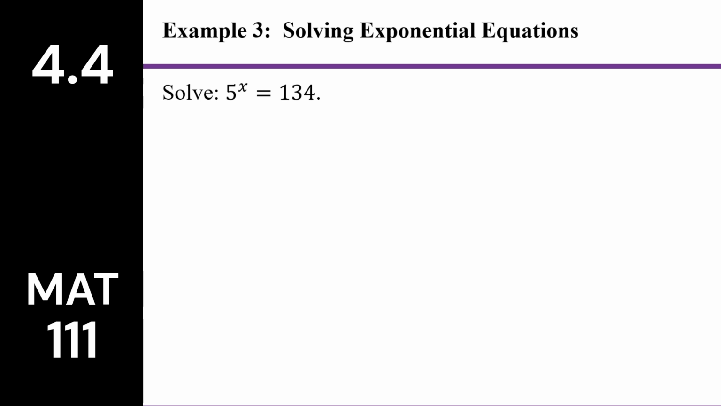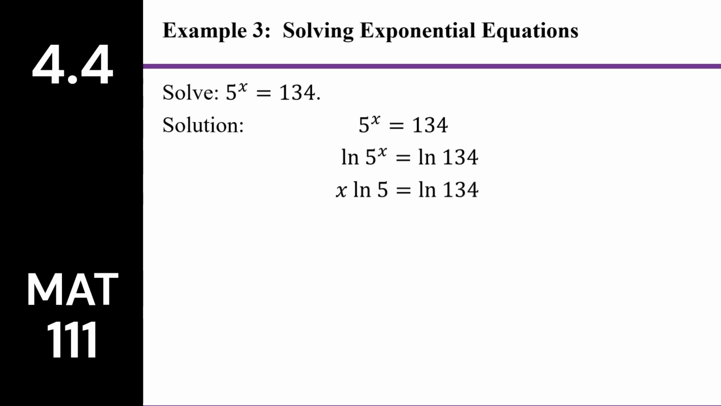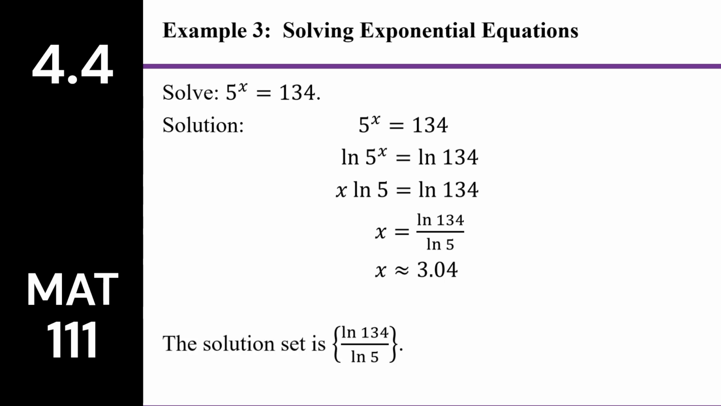In example 3, notice that 5 and 134 cannot both be written using the same common base. So therefore, we look at the bases, and since it's not base 10, we'll take the natural log of both sides. We then can slide the x in front, and now we have x times a constant equals a constant. So we can get x by itself by dividing both sides by that constant. So x equals the natural log of 134 divided by the natural log of 5. This is the exact answer. We can also use our calculator to get an approximate value. The solution set is typically looking for the exact answer.